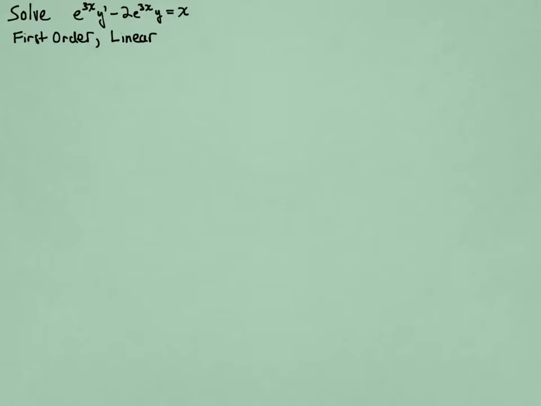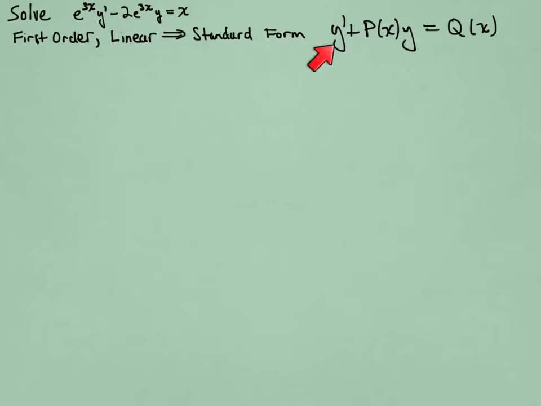In order to solve a linear first-order differential equation, what we want to do first is to get it into standard form. That means the coefficient of y prime should be 1, and then whatever coefficients remain, anything involving just x's should be on the right-hand side. In this example, we'll need to divide by e to the 3x throughout the expression in order to get it into standard form.